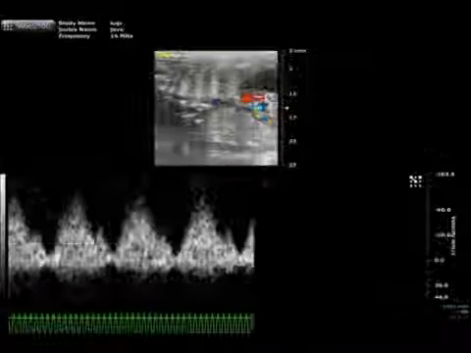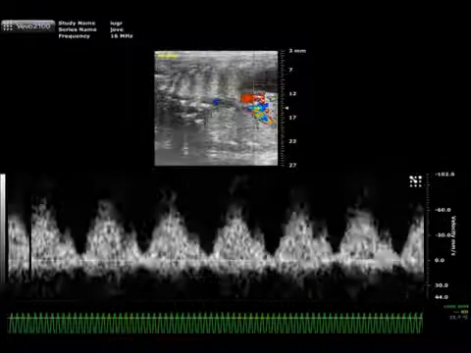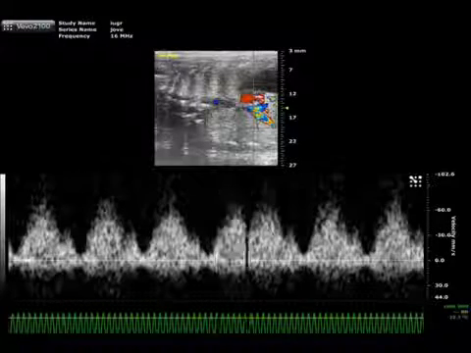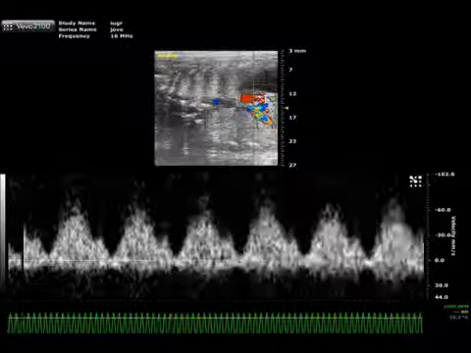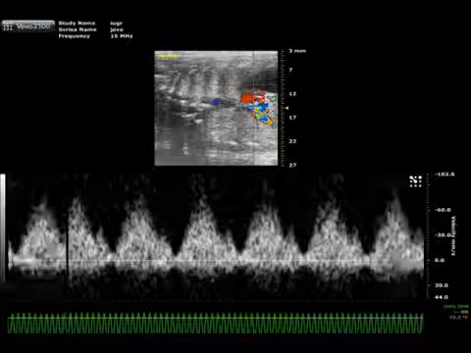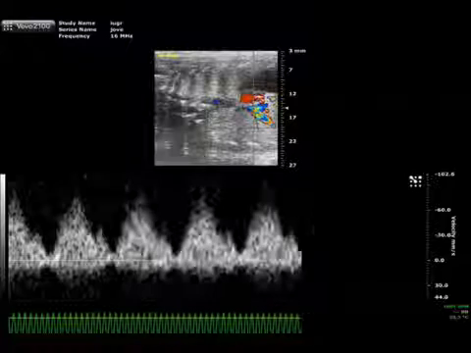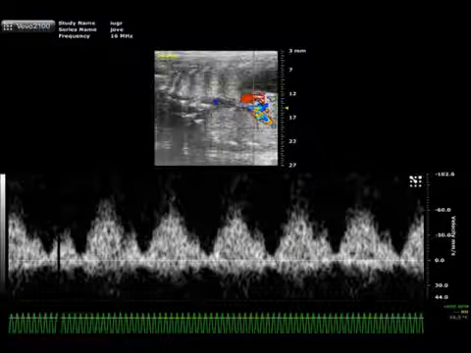To obtain the ductus venosus, or DV FVW, using either a sagittal or transverse view of the fetus, place the pulse Doppler sample gate at the proximal portion of the DV, where it originates from the intrahepatic umbilical vein.